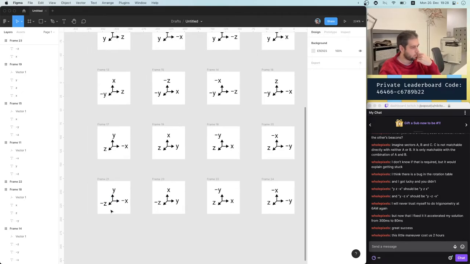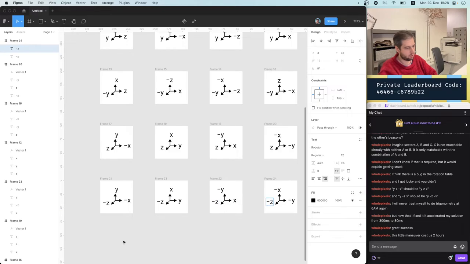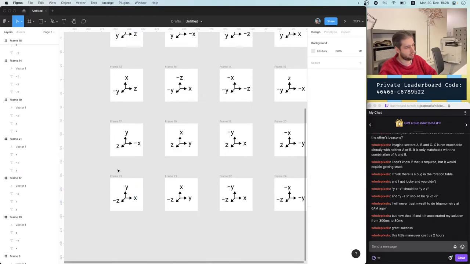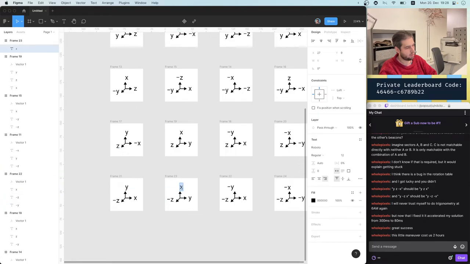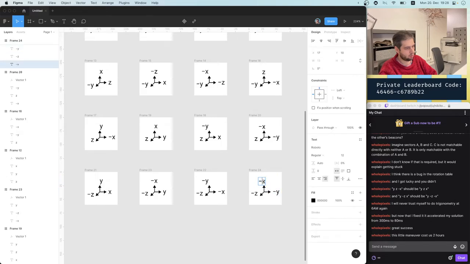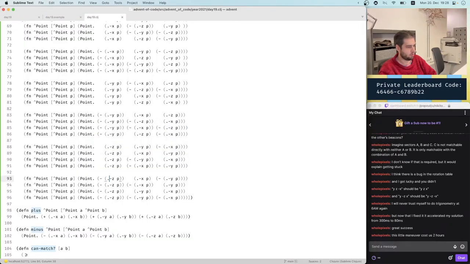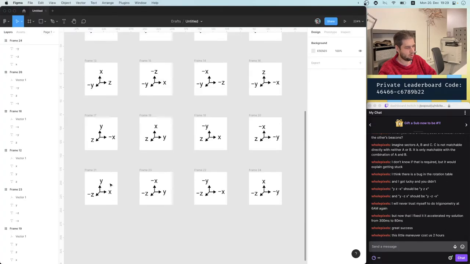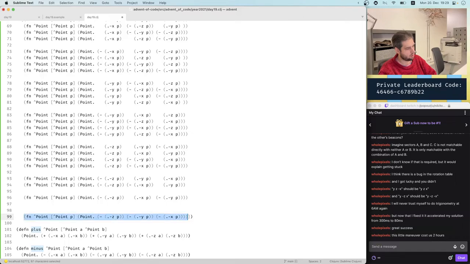Okay, so minus z. Okay, so we need to start from the right foot, otherwise we might have problems. So how do we get to minus z? We rotate over y, for example, right? So that would be like this, minus x, y, minus z. Minus z, minus x, minus y, minus z, minus y, x. Okay, minus z, x, y. Minus z, y, x. This one, minus z, minus x, y, this one. Minus z minus y minus x, this one. Okay.